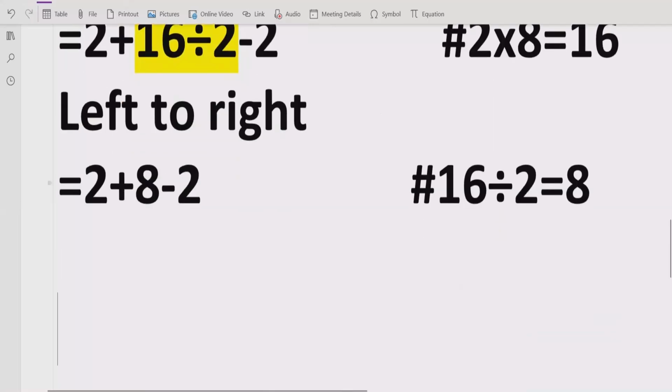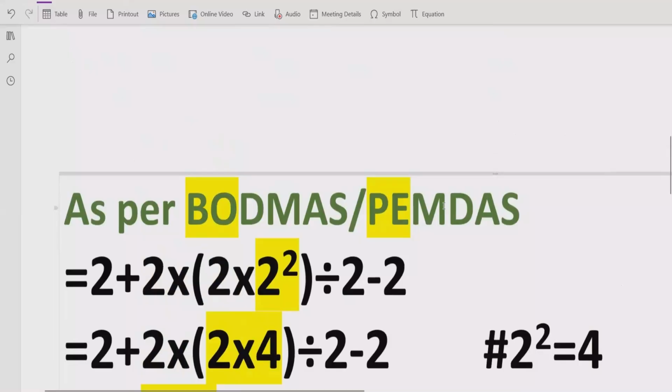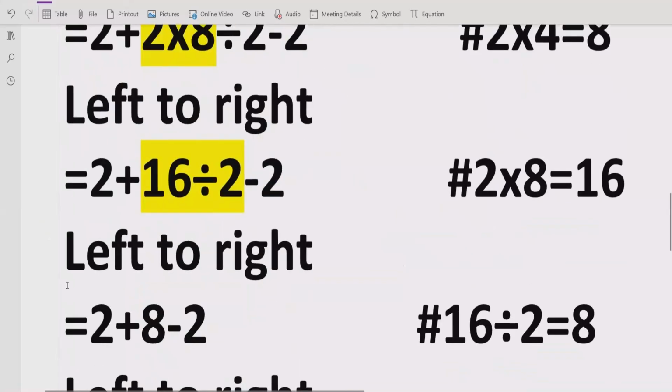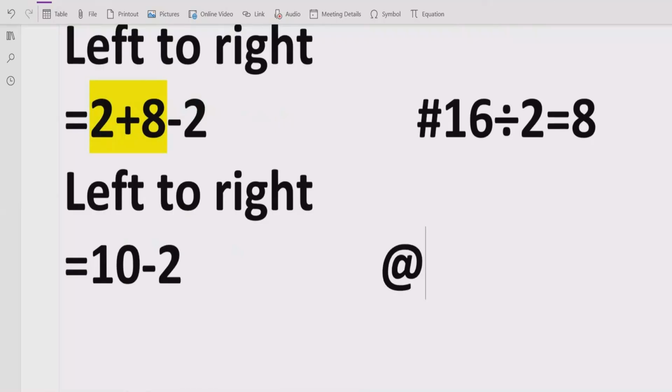Now move forward. Again, we have to go left to right. And now we have solved the division and multiplication, or you can say multiplication and division. So now we have to solve the addition and subtraction. We will go for addition and subtraction. We have to go left to right, and now we have these two numbers which are 2 plus 8. So we will write 10 minus 2. And here we have to give the reference: 2 plus 8 equals 10.